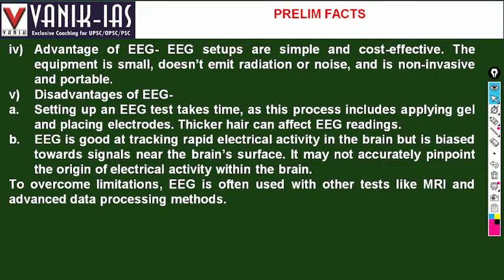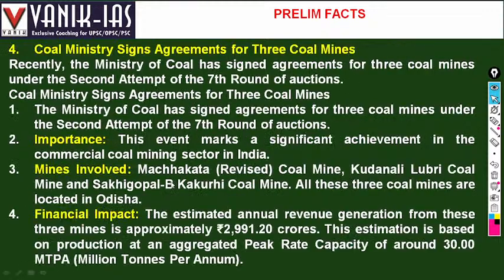EEG is good at tracking rapid electrical activity in the brain, but it is biased towards signals near the brain surface. It may not accurately pinpoint the origin of the electrical activity within the brain. To overcome these limitations, EEG is often used with other tests like MRI and advanced data processing methods, the new technology.